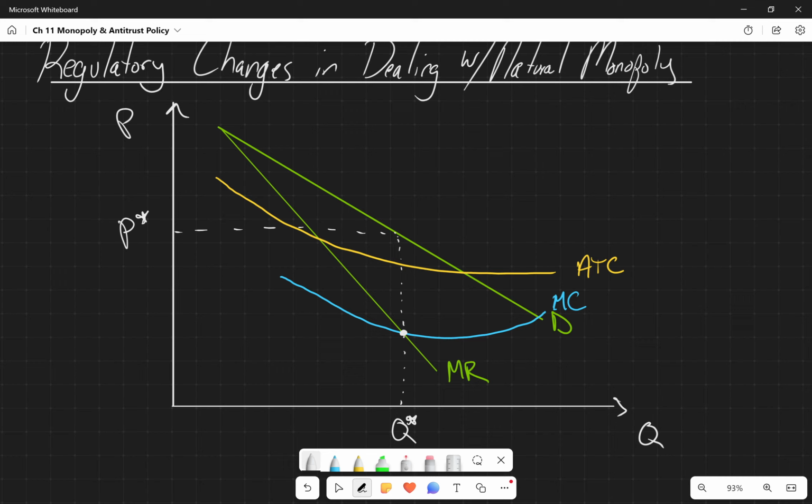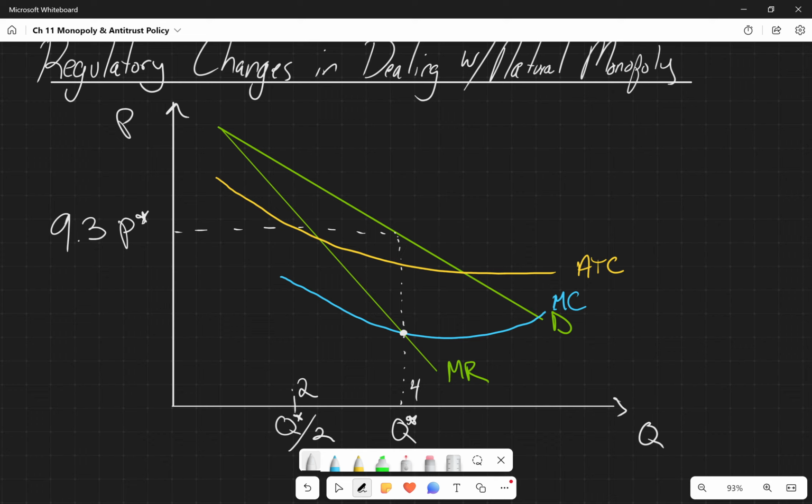So if an antitrust regulator came in and split this company exactly in half, then each half would be producing, instead of Q star, Q star divided by 2. And so instead of a price of $9.3 and a quantity of 4, now we're going to be producing at 2, and we're going to have a slight increase in the price.